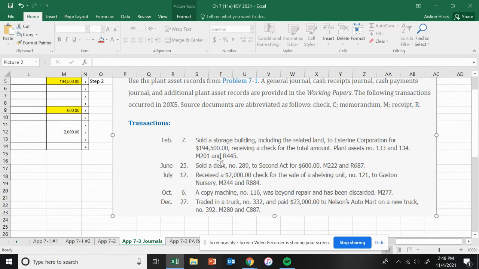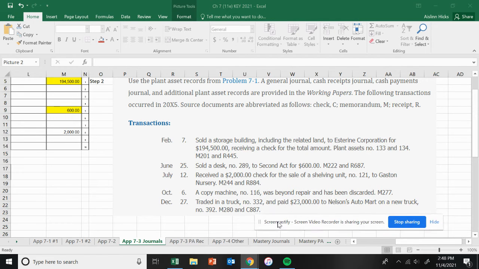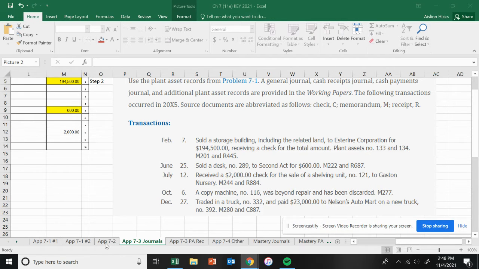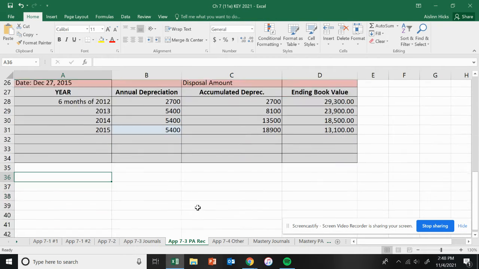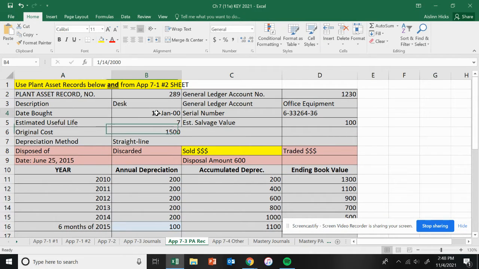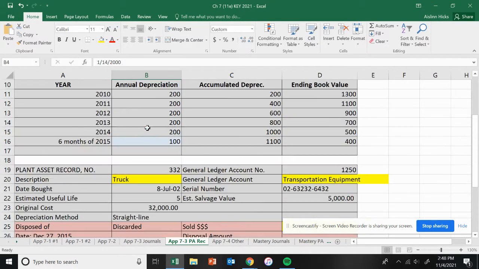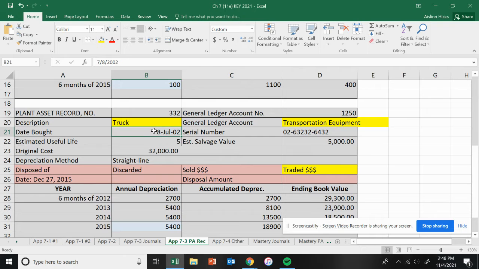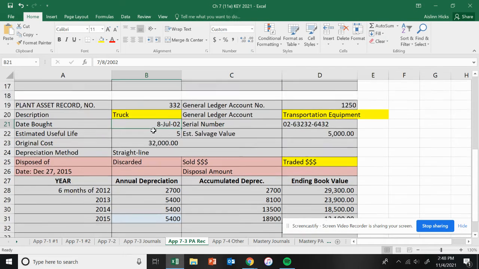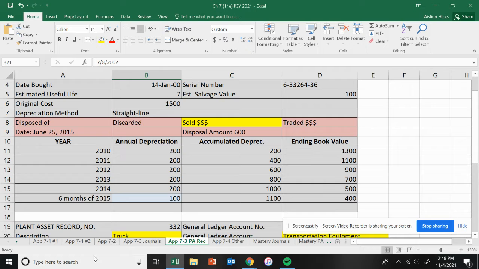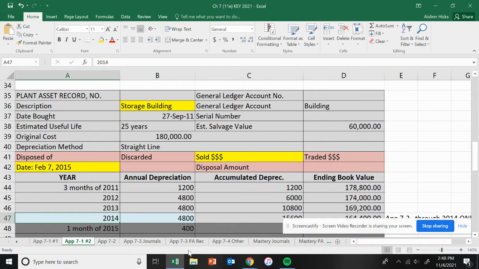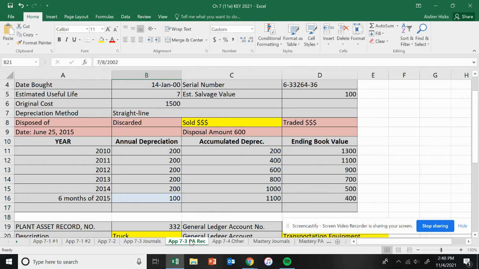Now, some of these things you haven't seen yet, like I think the desk and the truck. The book made it a little confusing for us. Those plant asset records are in this next tab. So you did not purchase these. We bought these back in 2010 and 2012, I think. Yes, 2012. So 2 sets of plant asset records, the second tab and this tab after the journals.